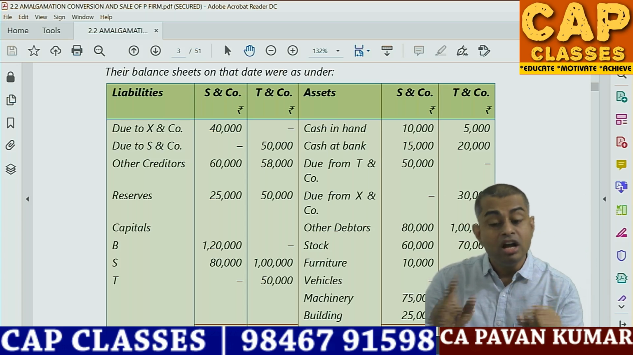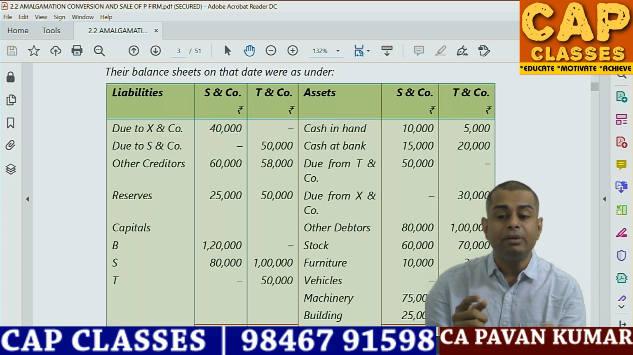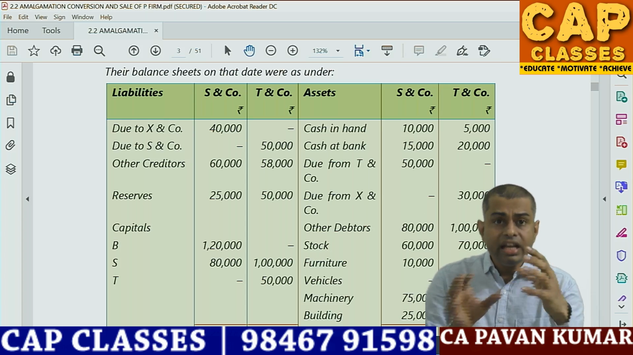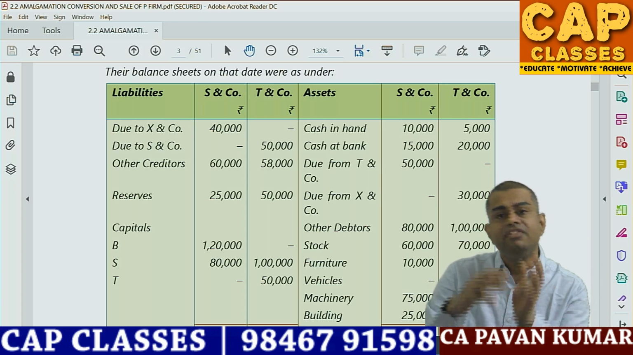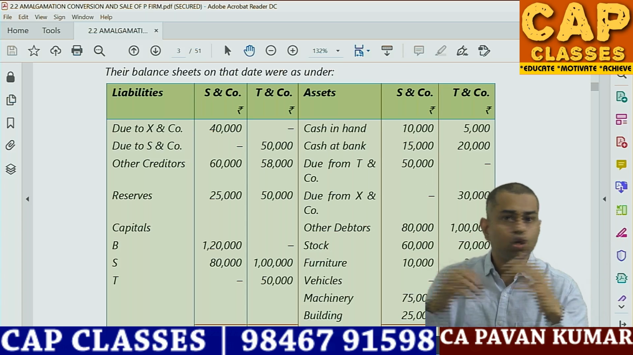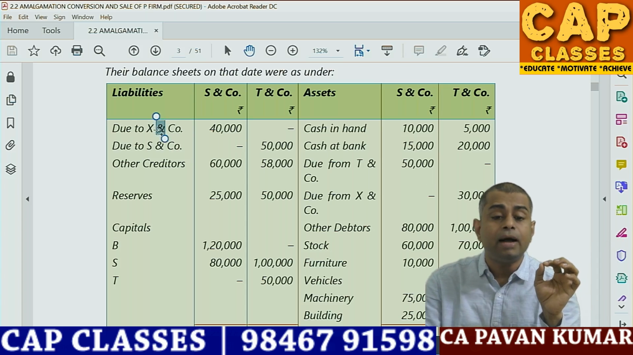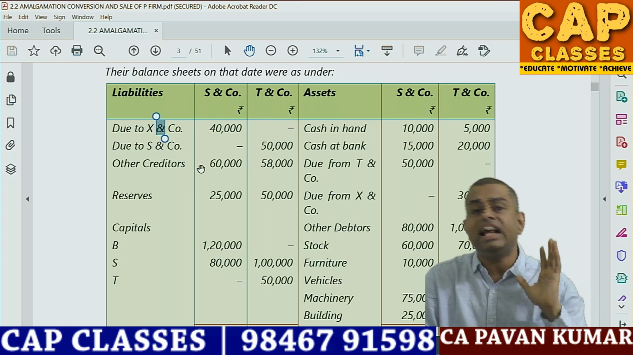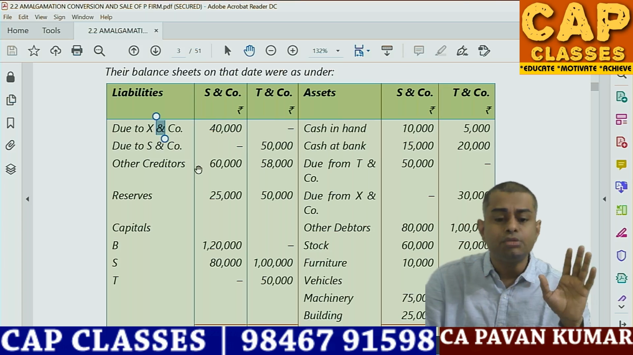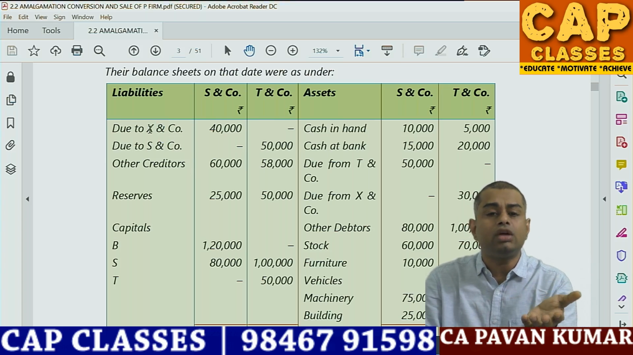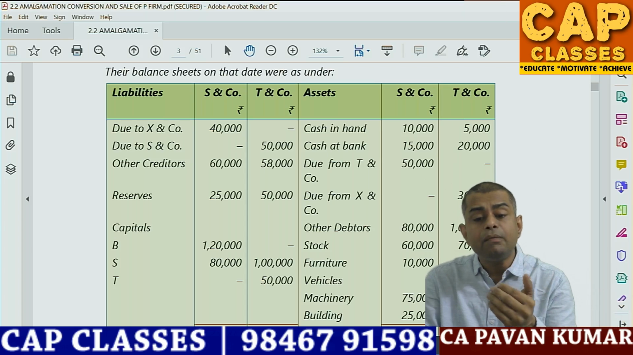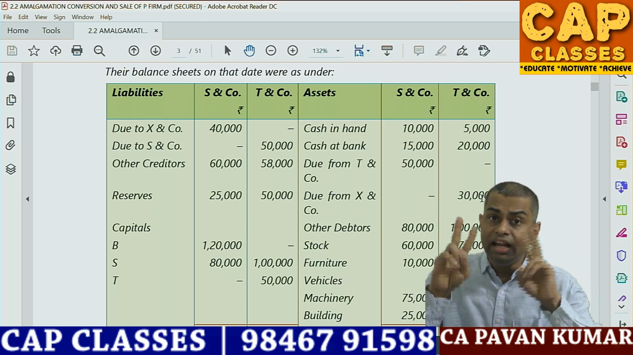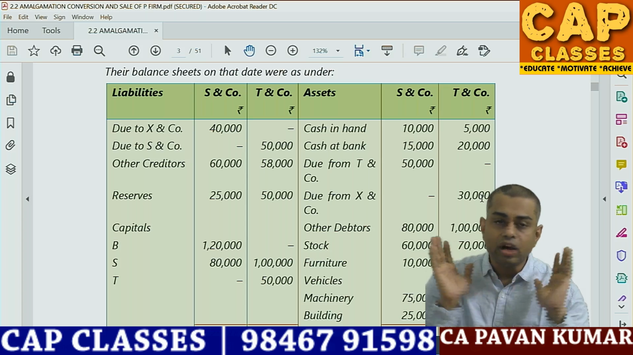Why is this a trap? Come to the asset side. Due from X and Company, 30,000 is there. That is in T and Company. So this X and Company is dealing with S and Company and with T and Company separately. So you need not consider X and Company as any separate party. It is just a liability, it is just an asset. So there is no adjustment for this. S and Company has to pay 40,000 to X and Company, and T and Company has to receive 30,000 from X and Company. They are two independent balances. There is no connection between these two.